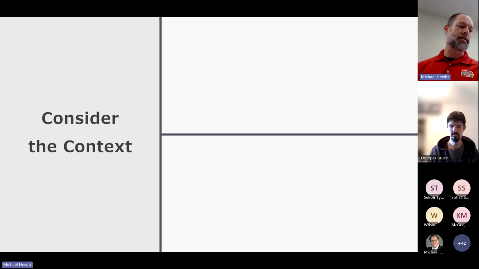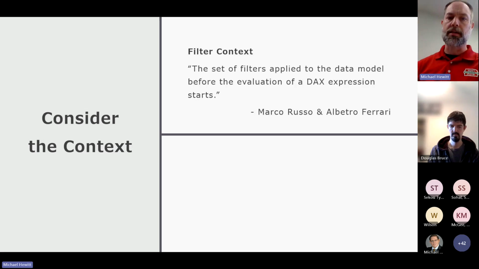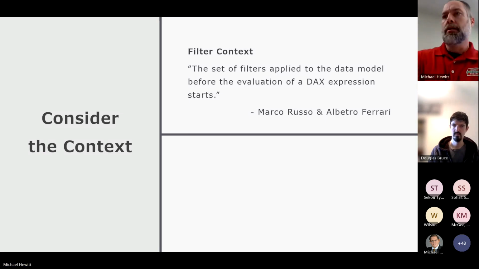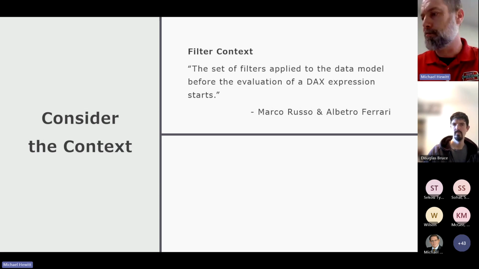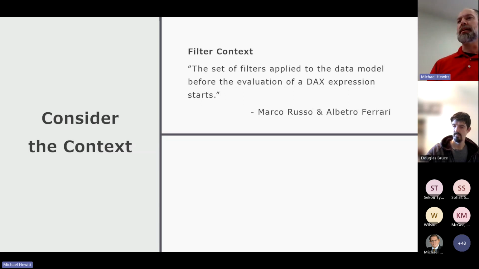When we consider context, the first type that we need to understand is filter context. I think Marco Russo and Alberto Ferrari, these are the DAX guys. If you want to learn anything about DAX, you should be familiar with these two names. They literally wrote the book on DAX, and I think they define filter context very well. It's a set of filters applied to the data model before the evaluation of a DAX expression starts. I'm actually going to show you what that looks like and how that works when we get into our demo.